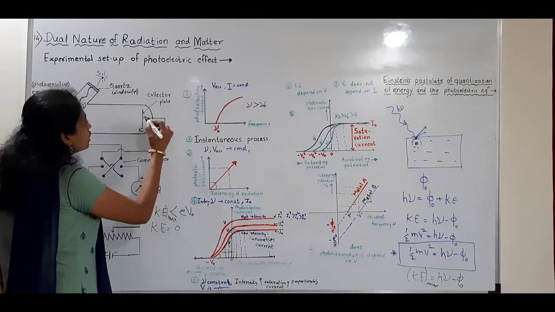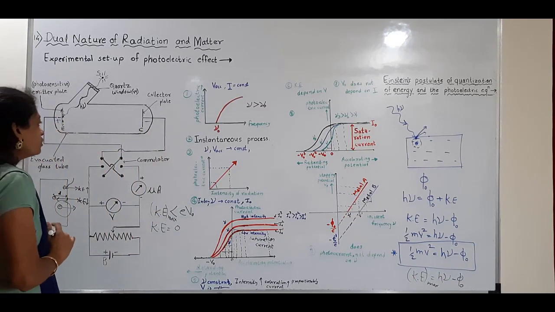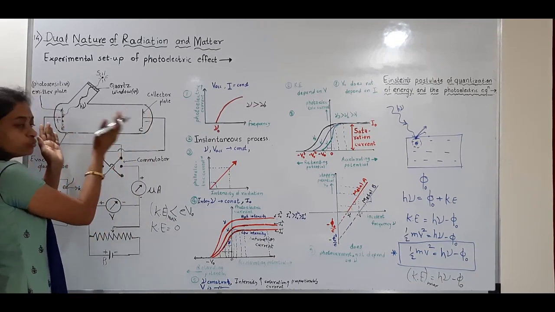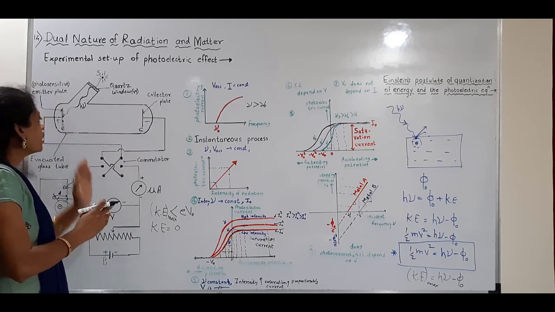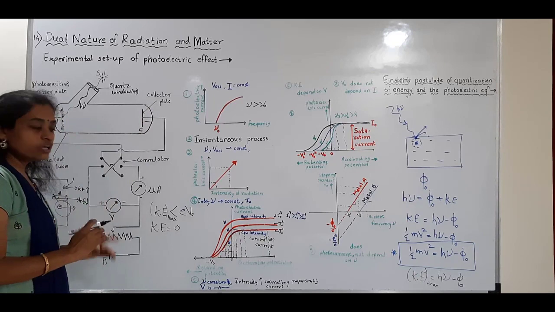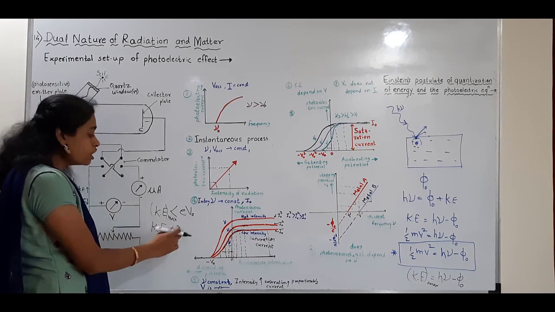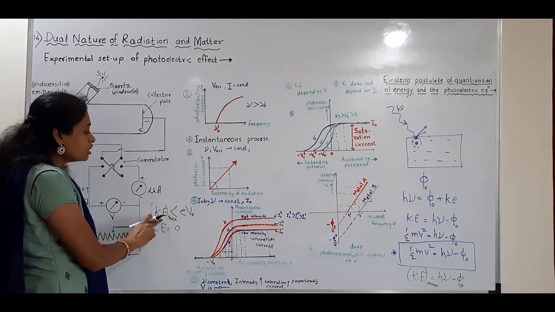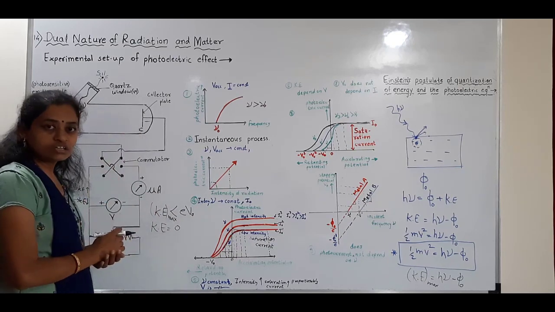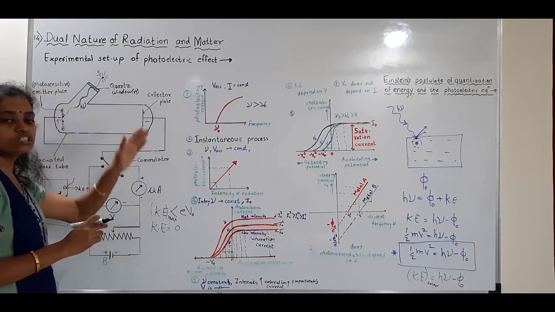Now consider a negative potential given to the collector and a positive potential given to the emitter. What happens? Due to this retarding potential, electrons are repelled toward the emitter, and at that time the kinetic energy of the electron is not sufficient to reach the collector. Therefore, if the maximum kinetic energy is less than eV0, then no electron can reach the collector.